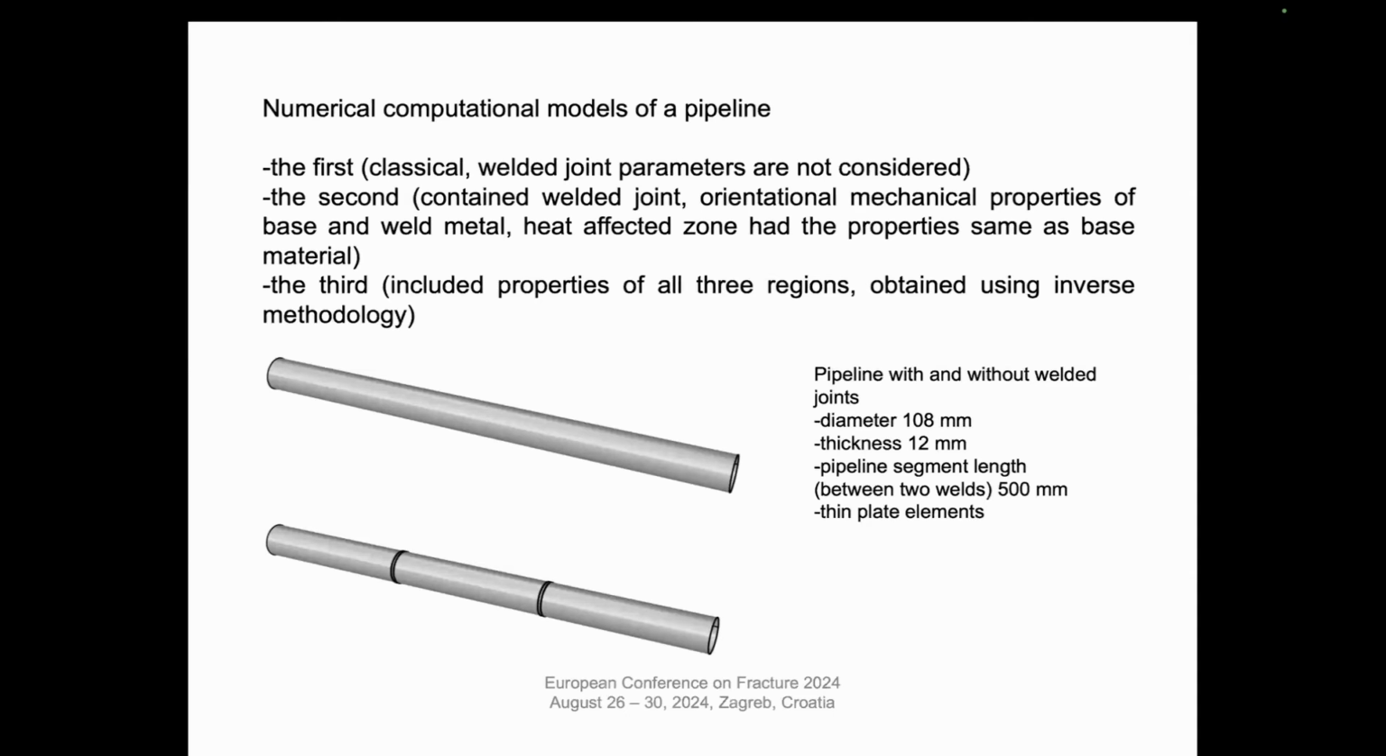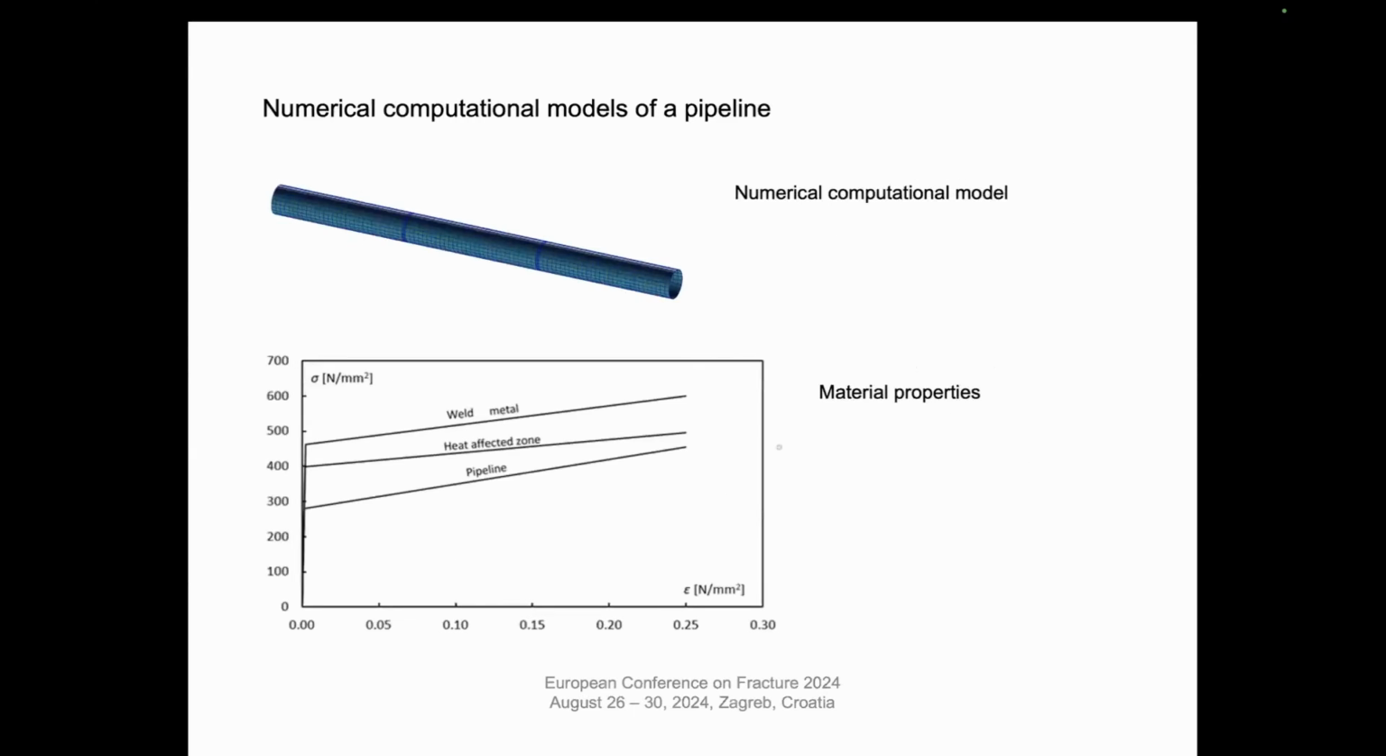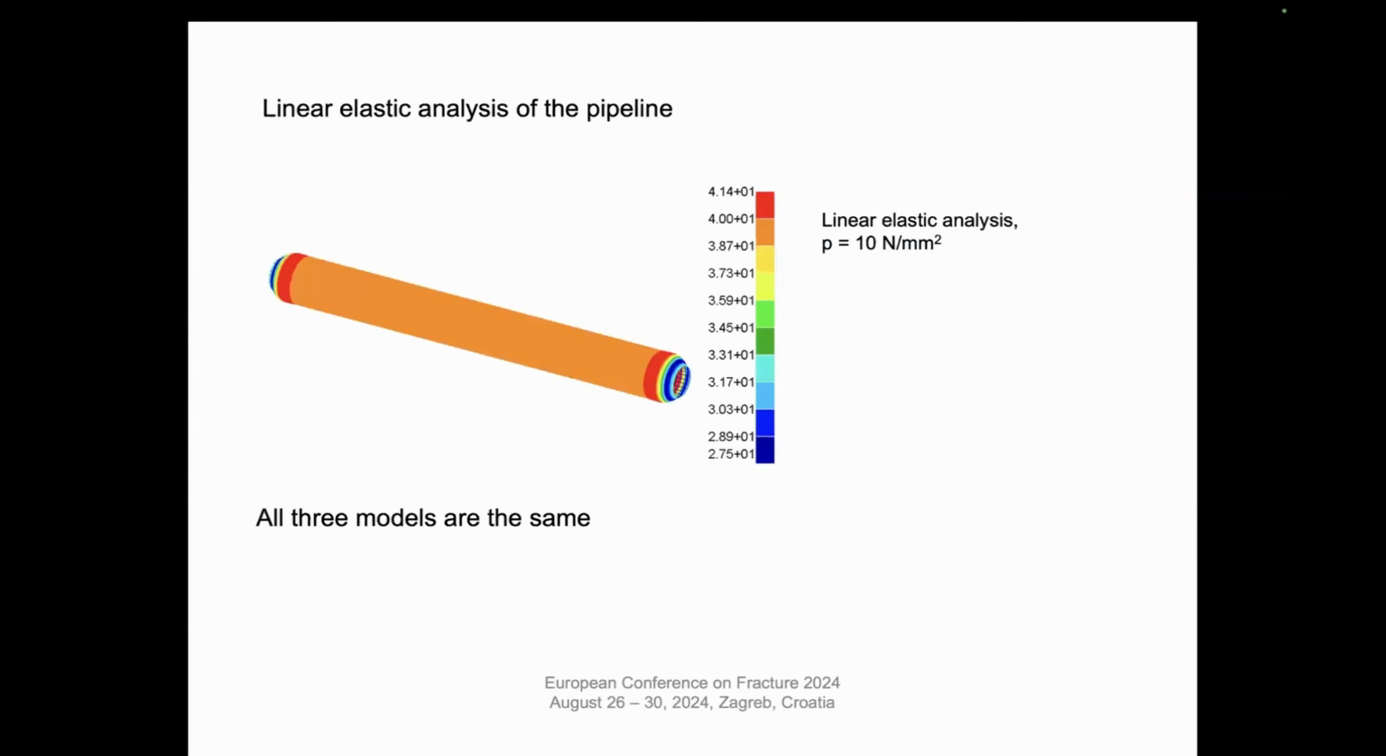So we developed those models. This is a typical pump pipeline, loaded with internal pressure, with membrane stress present. Those are results from the methodology previously developed. Here you can see the pipeline, base material, weld metal, and heat affected zone. We performed the analysis, and in all three cases, when the internal pressure was such that deformation was in the elastic domain, the results were the same.